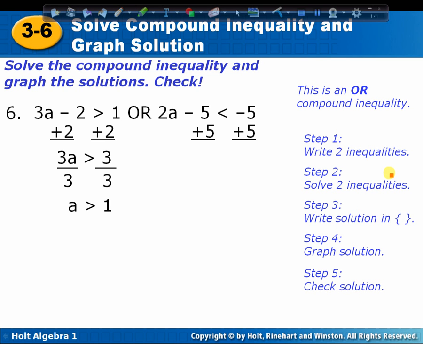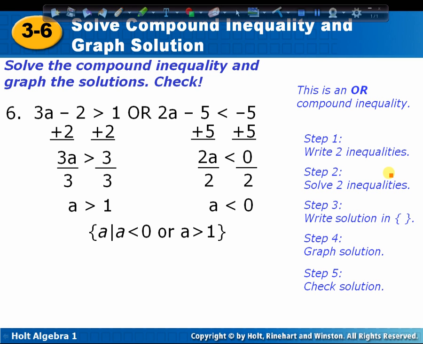On this one, I'm going to add 5 to both sides and get 0. So 2a is less than 0. Divide both sides by 2. And a is less than 0. So I've solved my two inequalities. Now I'm going to write them in the correct solution set, and this one is an OR. So I have my braces and my a such that. Then I have a is less than 0 or a is greater than 1.